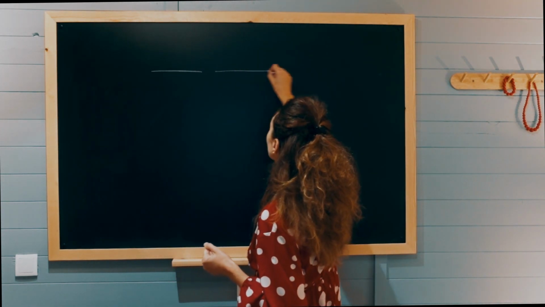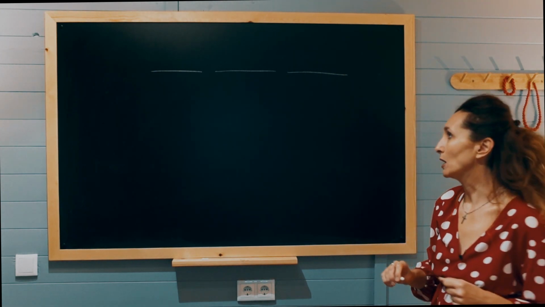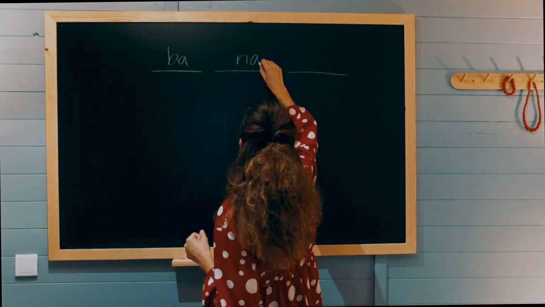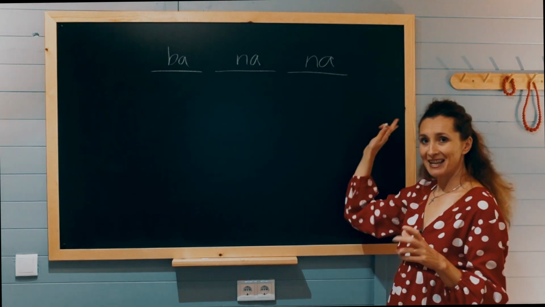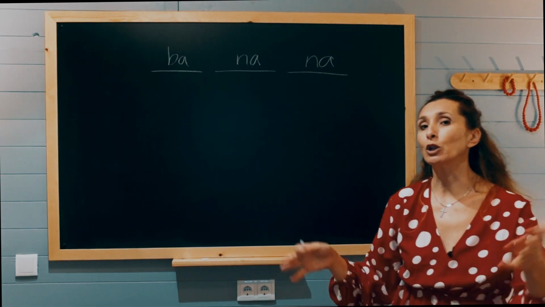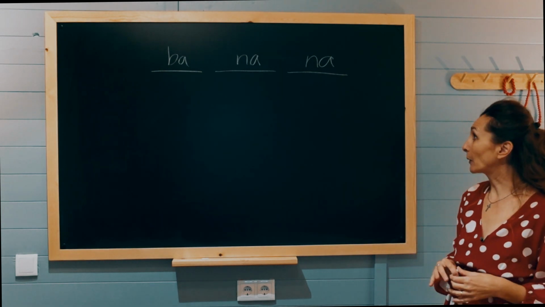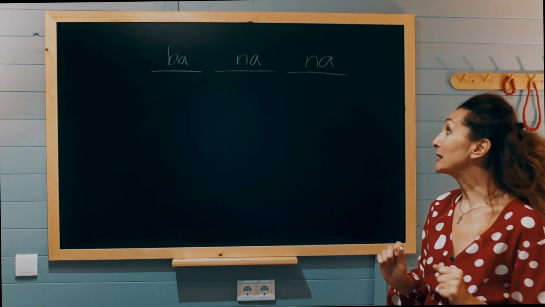Let's say we have a three-syllable word. Very simple. Ba, na, na. Okay? I didn't say it all together on purpose because I don't want you to hear where the accent is just yet. Maybe you know the word and maybe you've guessed it, but that's not the point now.